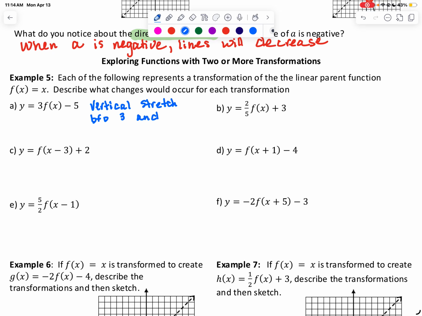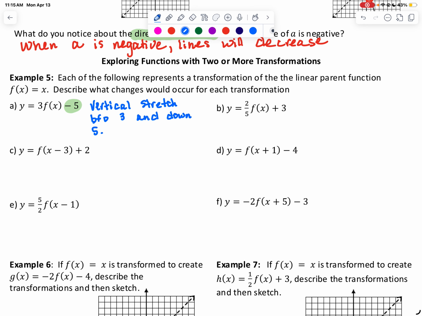And we have another transformation here. Let me highlight it. Minus 5. Now that minus 5 is not inside the parentheses. So that means the minus 5 will move down 5. So we had a vertical stretch by a factor of 3 and down 5. All right, look at B.